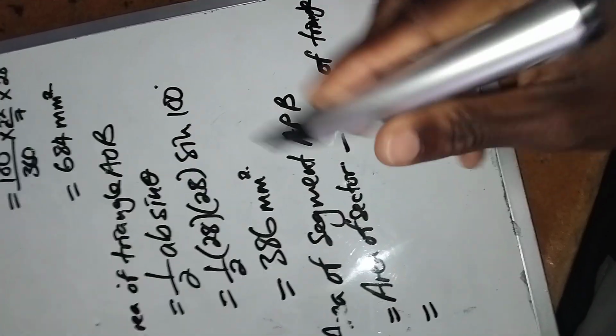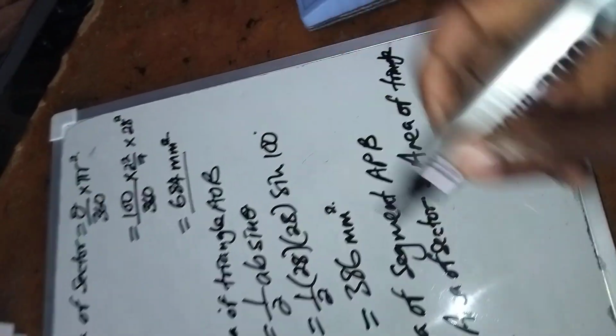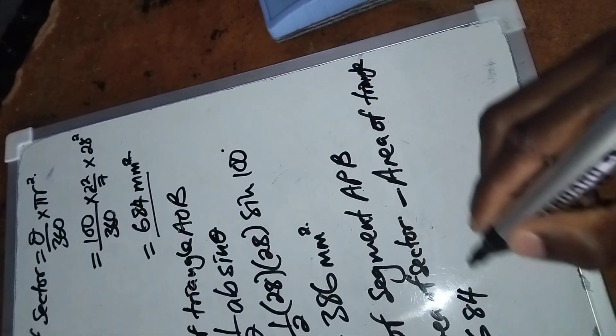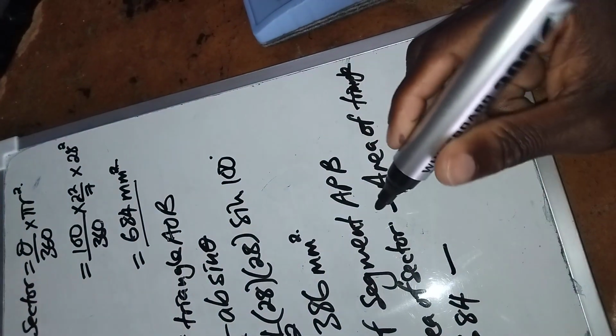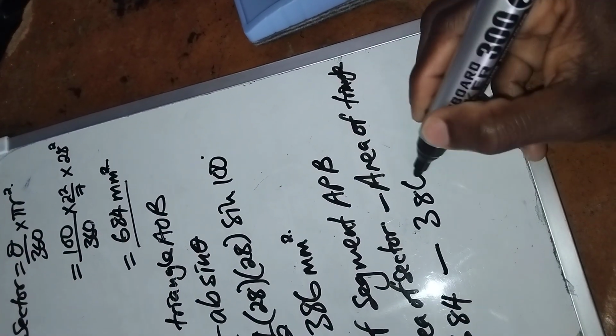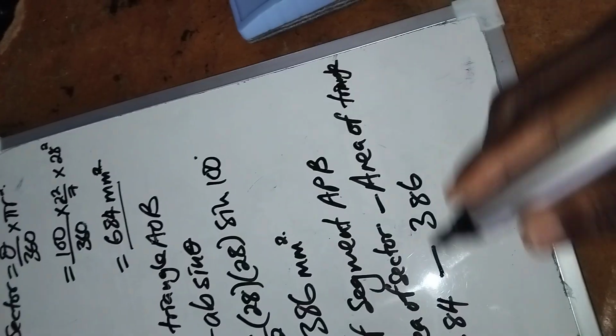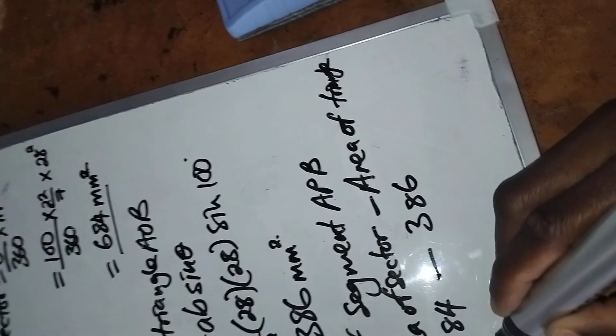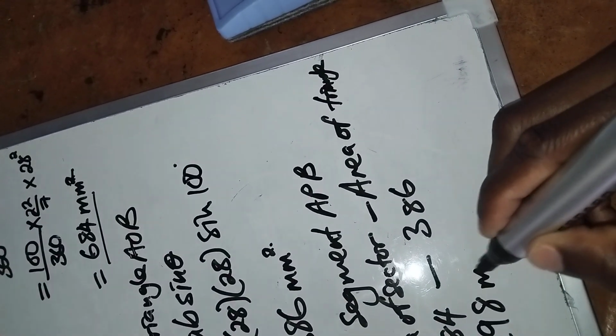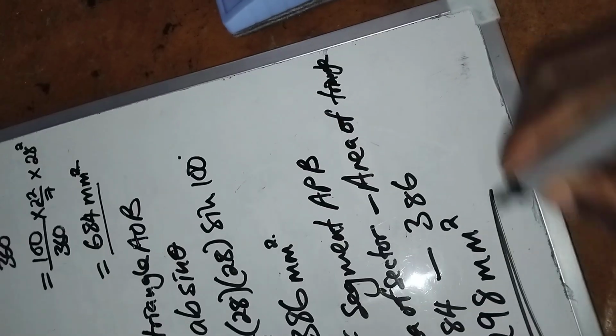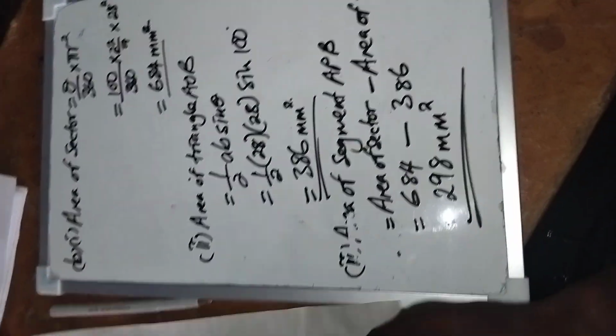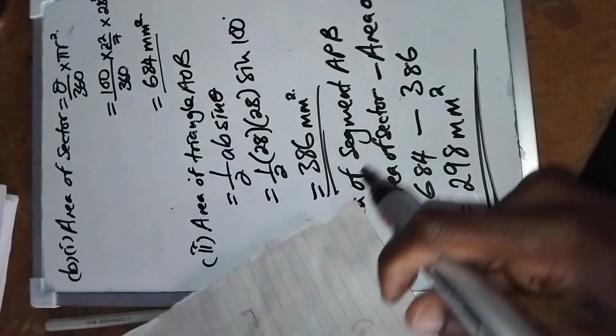Alright, area of a sector is 684 minus area of a triangle, which is 386. So when we subtract here we get 298 mm squared. So thank you. Alright, so let's move on to number 2.